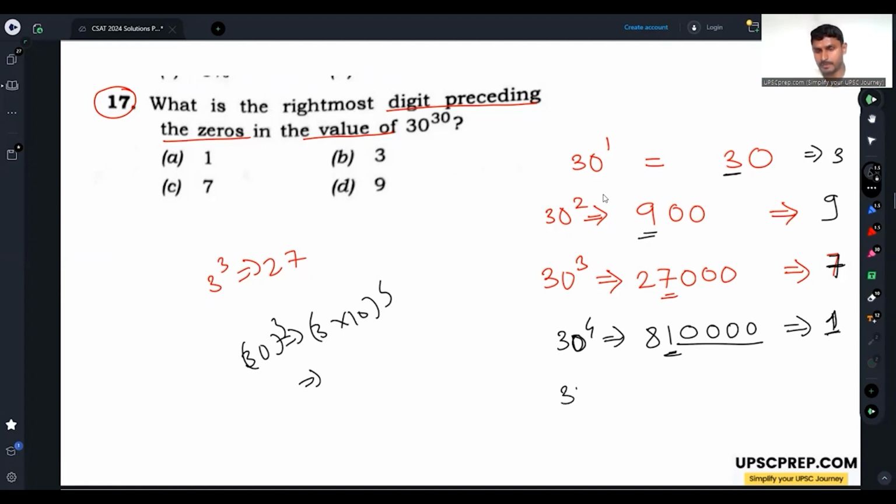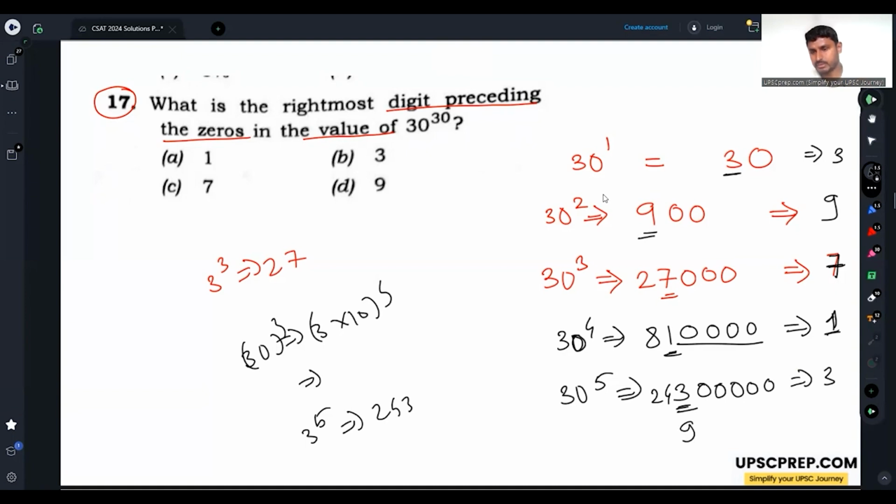Now if you go to 30 raised to 5, okay, then what will happen? I have to multiply it by 3, so this will be again 3, and the number of zeros will be 5, right? 3 raised to 5 is 243. So the number of zeros will be 5. What is the rightmost digit in this case? 3. After that, what digit will come? It will be 9 for sure, the rightmost digit.